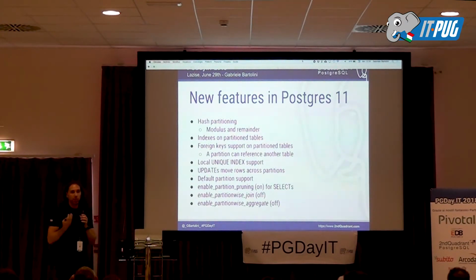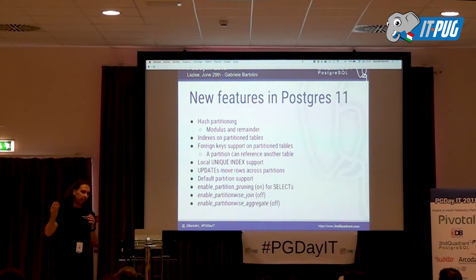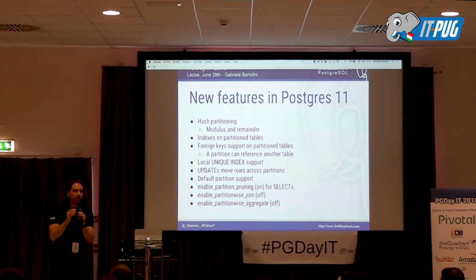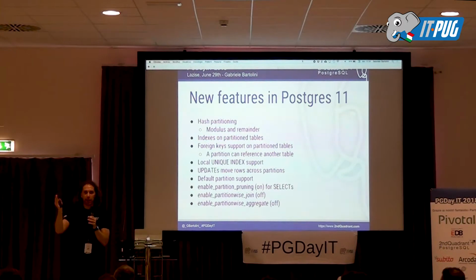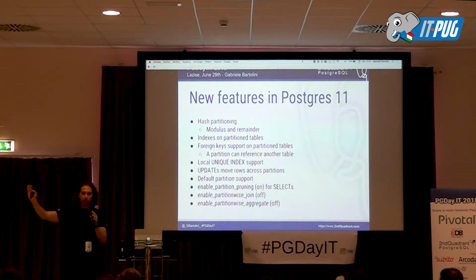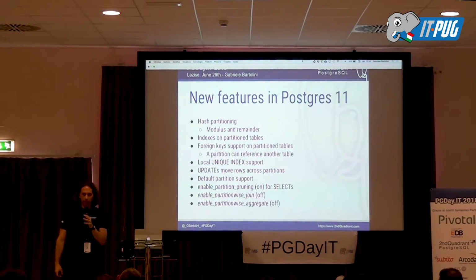There's hash partitioning, so we can partition by hash. For example, we can say we've got 8 partitions. You perform a hash on the customer ID, and in this partition, you put the records with remainder of the modulus operation of 1 or 0. So if we have 8 partitions, we have remainders of modulus 0, 1 to 7.